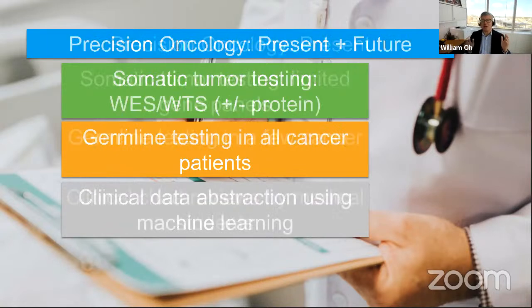So I call it the present and future. Well, we're going to expand the type of testing. So you should do more broad testing, whole exome, whole transcriptome, and in the near future, proteomics. I think I showed you data from Mayo Clinic, and also there's similar data from Memorial and other places. We should be doing germline testing, in my mind, in all cancer patients.